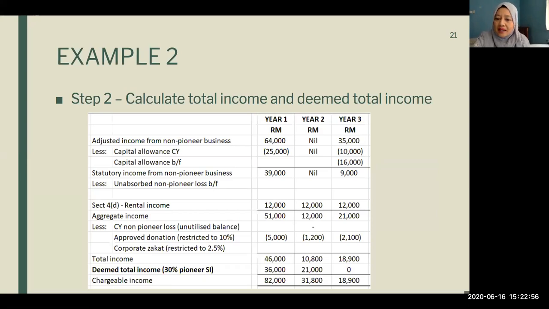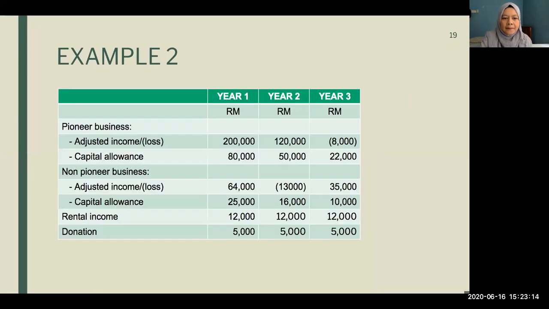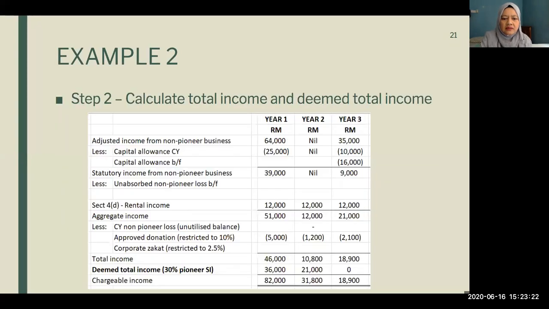And then you have rental income 12,000 in year 2. So aggregate income is 12,000. And then you don't have any loss from non-pioneer. Is it? Why is there no loss from non-pioneer? Isn't the non-pioneer adjusted loss 13,000? Why is it not deducted here? Current year non-pioneer loss. Oh, remember. Because it has only 12,000. No. The loss is 13,000.